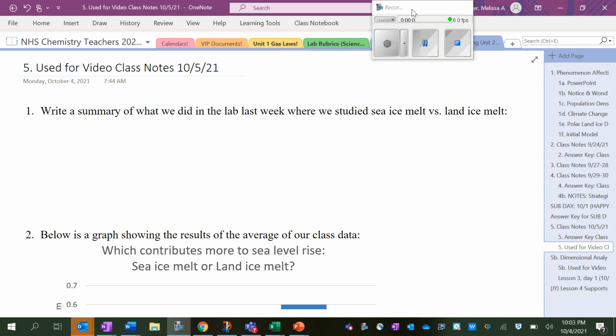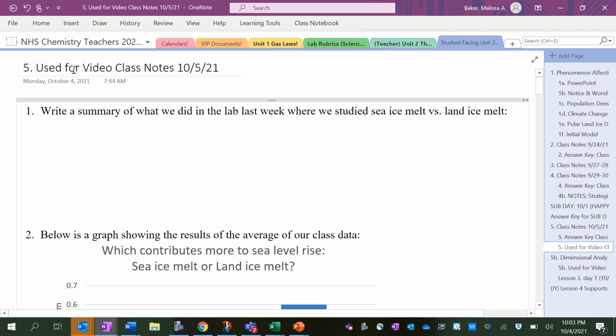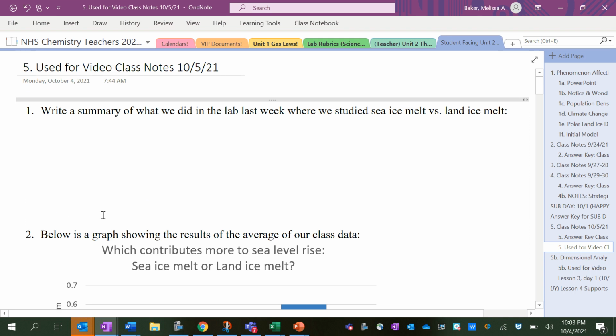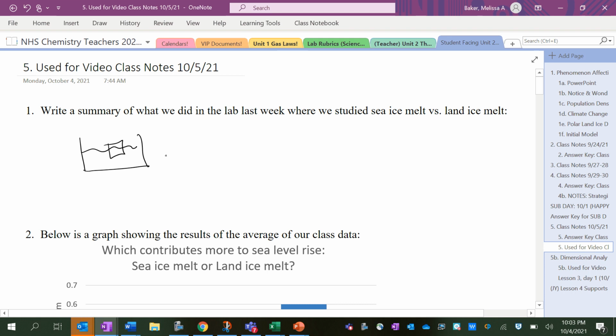All right, let's talk about page 5, which is all about the follow-up to the sea ice versus land ice, which contributes more to sea level rise. So basically, what we did in the lab was we had two experiments. In one Tupperware, we had water where we put an ice cube in it, and then we allowed the ice cube to melt, and we remeasured the sea level after the ice cube had melted.